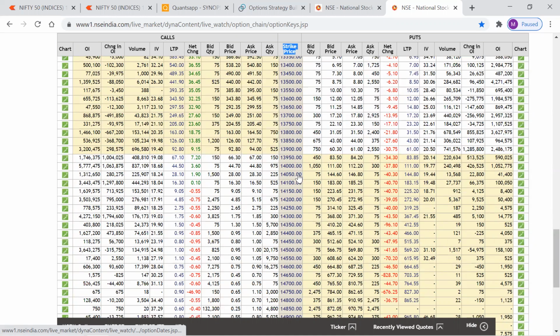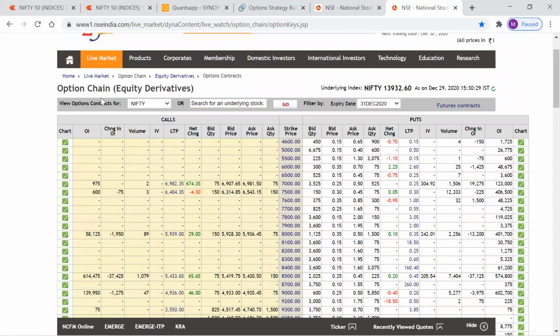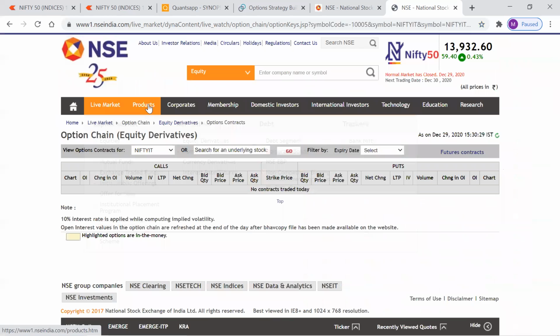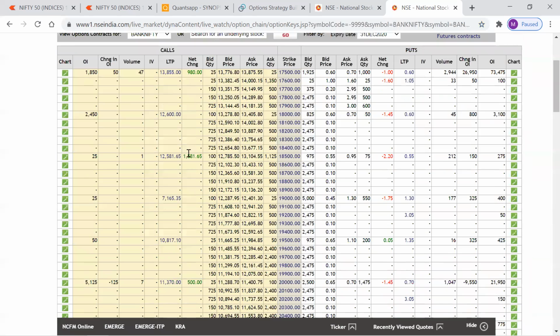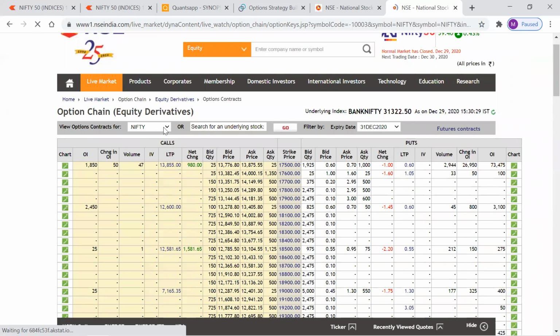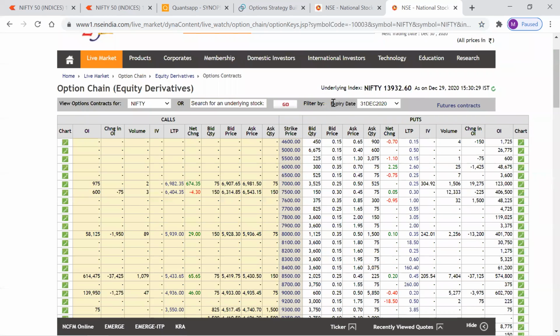let's check the current price of Nifty 50. Now see, this is option chain data for Nifty 50, because I have selected Nifty here. You can also check for Nifty IT, or Nifty Bank. So let's go with Nifty first. I have selected Nifty here, and let's select the expiry date.